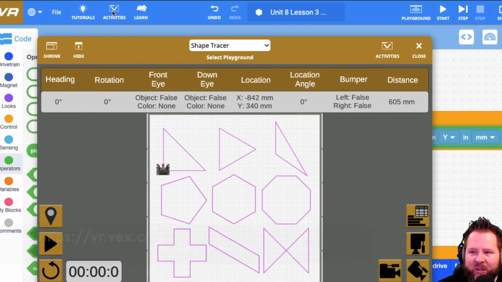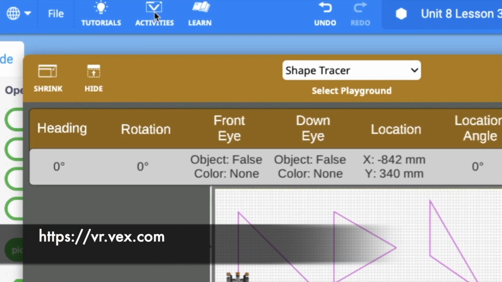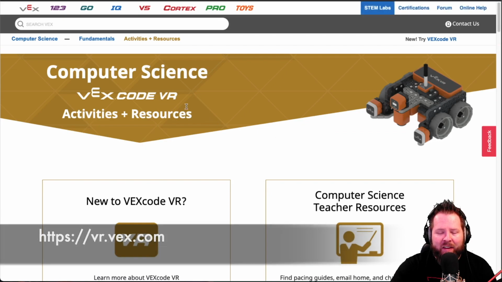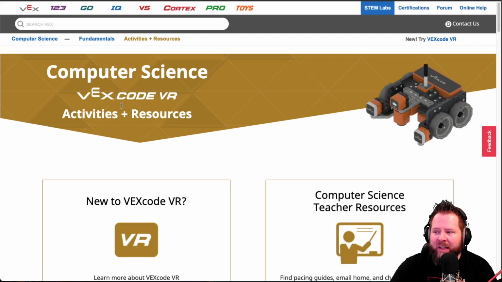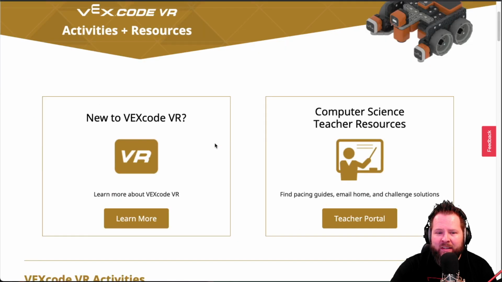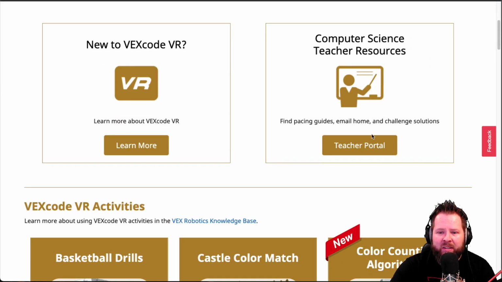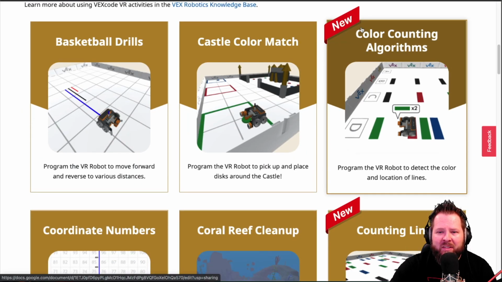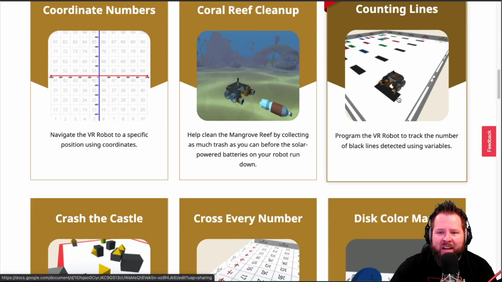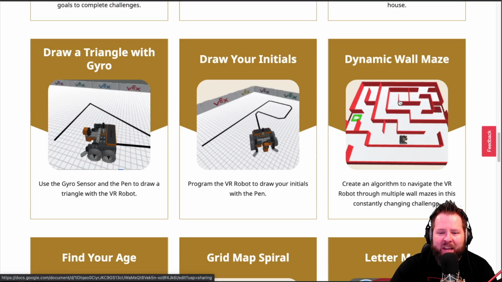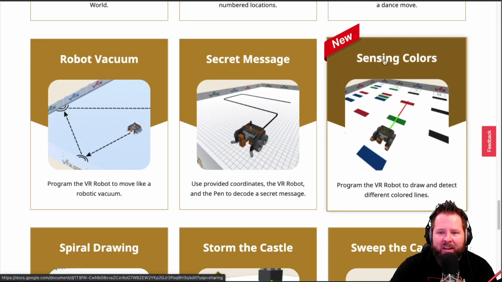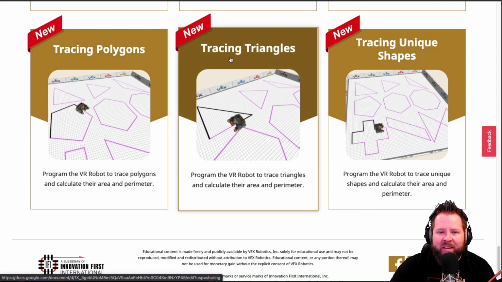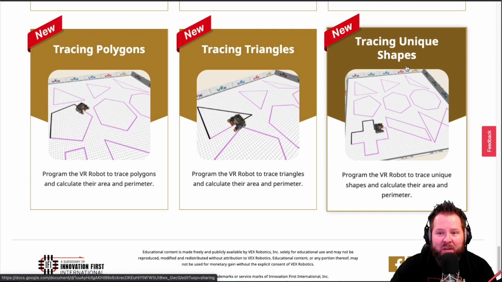And so we have some new activities. The activities I'm going to be working on today are found when you click activities on VEX Code VR. Here we have the computer science VEX Code VR activities and resources. And there's some good resources here also for teachers. And you can see already we have color counting algorithms is new. Counting lines is new. We have down here sensing colors, that's new. And then we've got tracing polygons, tracing triangles, and tracing unique shapes.